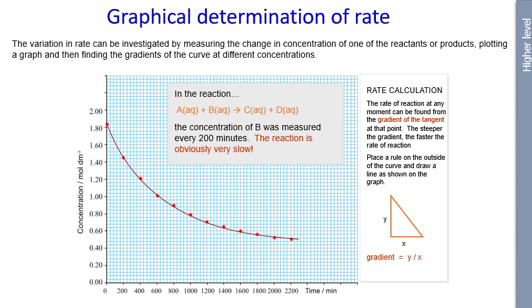To calculate the rate, which we'll look at in the next slide in further detail, the rate of reaction at any moment can be found by the gradient of the tangent at that point. The steeper the gradient, the faster the rate of reaction. If you place a ruler on the outside of the curve and draw a line as shown on the graph, which we'll show in the next slide, you can work out the rate.